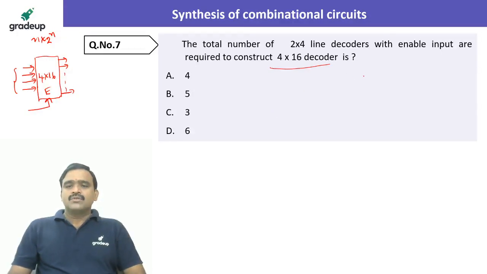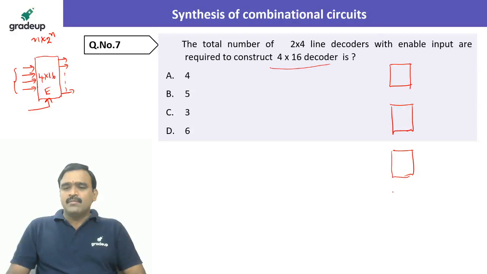So I want 16 outputs, right? Definitely in the first column I have to take 4 2x4 decoders, to enable or disable them, because multiple outputs should not be selected. Out of 16 outputs, only one output should be 1 and the remaining should all be zeros. So this is 2x4, this is also 2x4, 2x4 and 2x4.